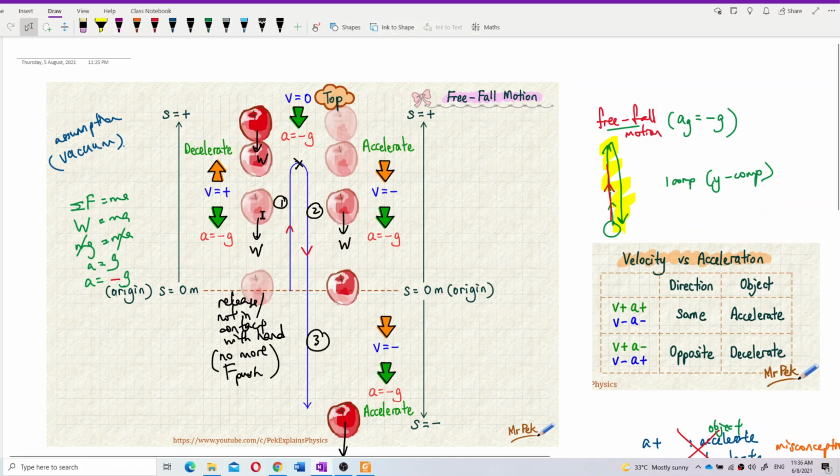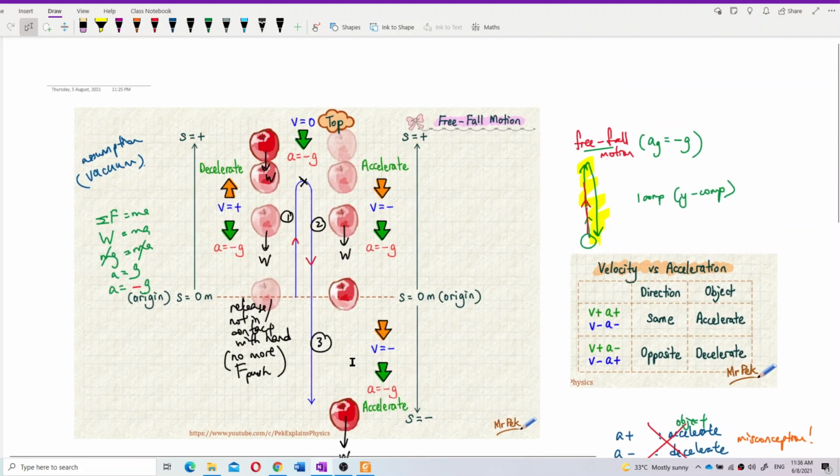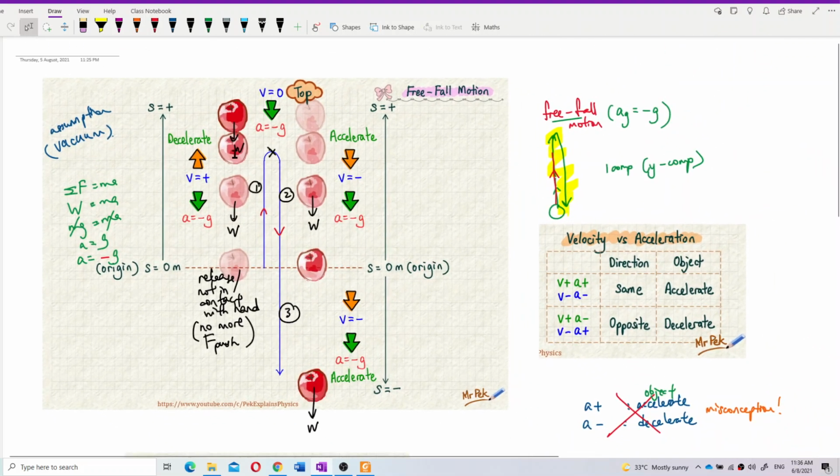Because the weight is downward, the acceleration is also downward. No matter where the apple is, going up, at the top, or going down, at below, the only force acting all the time is the weight. So the acceleration is always constant.